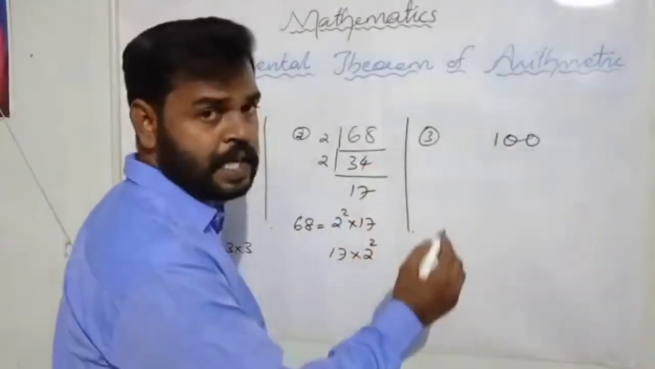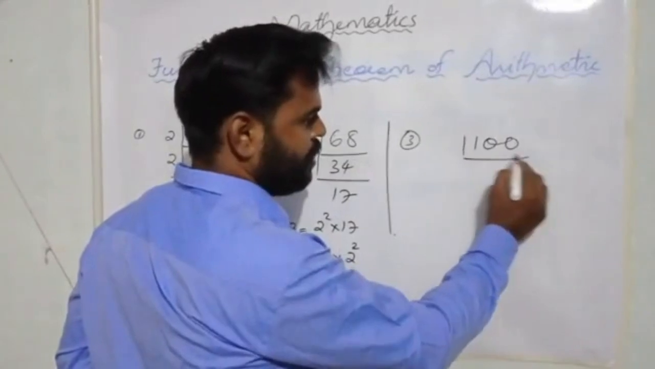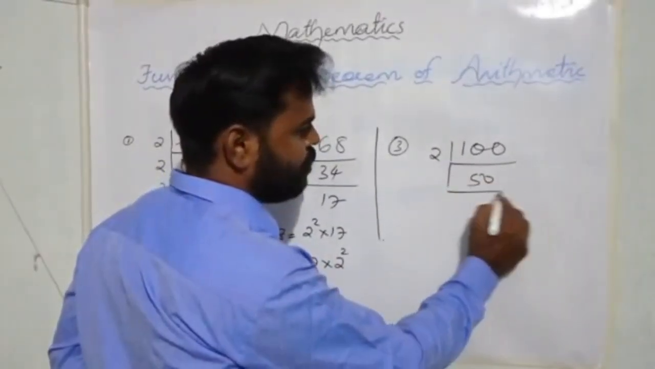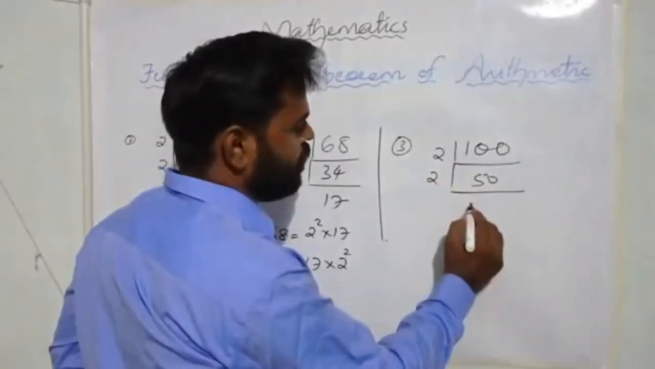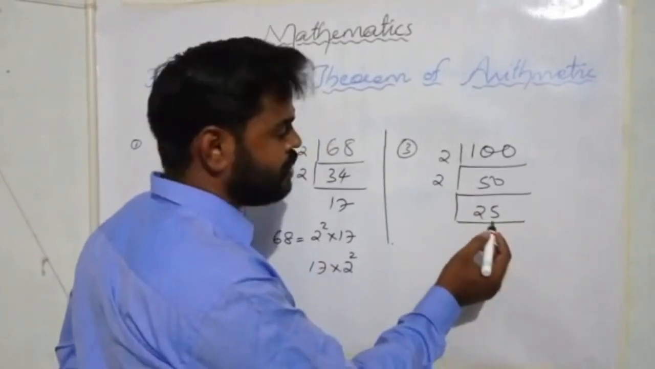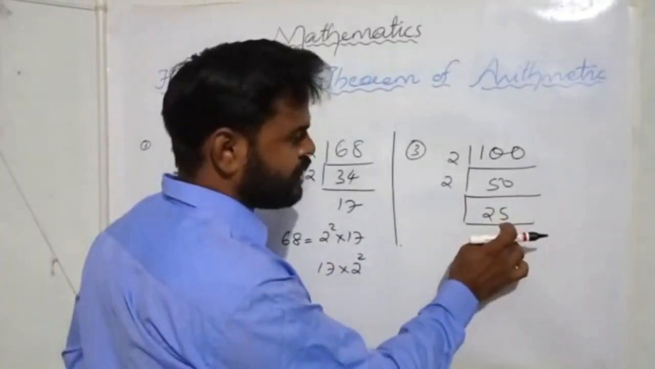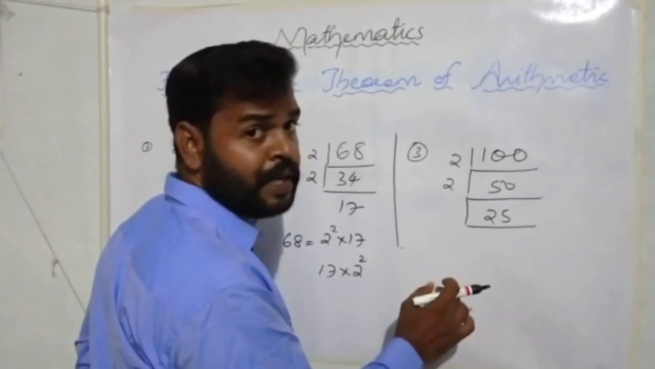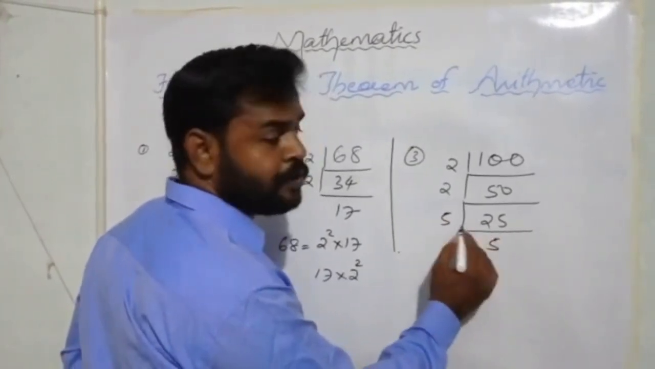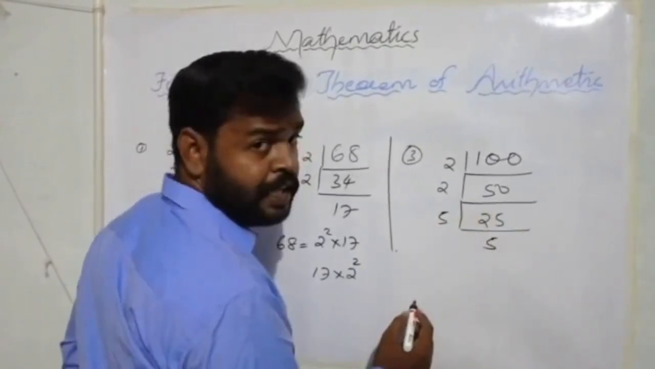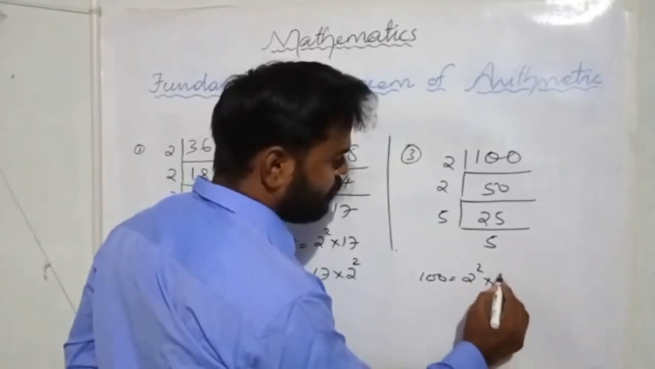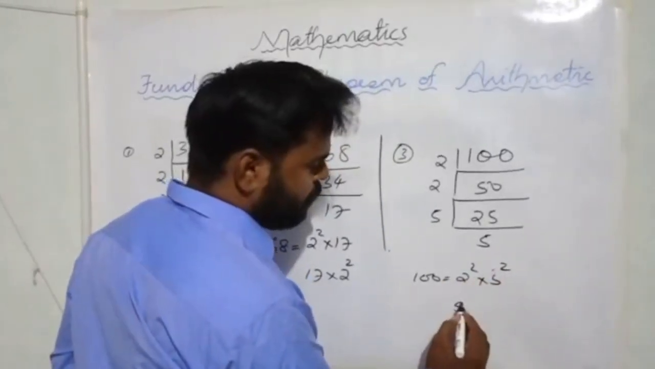Now let us discuss 100, an even number, half, 50, an even number, again we can divide by 2, 25. 25 is not an even number, we can check with 3. 2 plus 5, 7. We cannot divide by 3. Now, let us check with 5. 5 fives are 25. Now this 100 we can write as 100 equal to 2 square into 5 square or 5 square into 2 square.